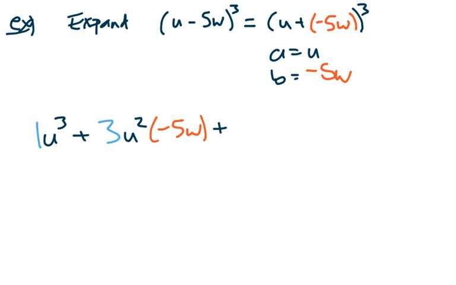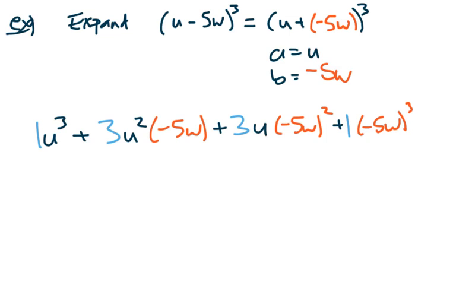The next one, 1, 3, 3, 1. This is going to have a coefficient of 3. 1 less power of U, and 1 more power of B. So negative 5W squared. Plus, wait for it, 1, 3, 3, 1. 1 less power of U means no more U's. 1 more power of negative 5W means negative 5W parentheses cubed.